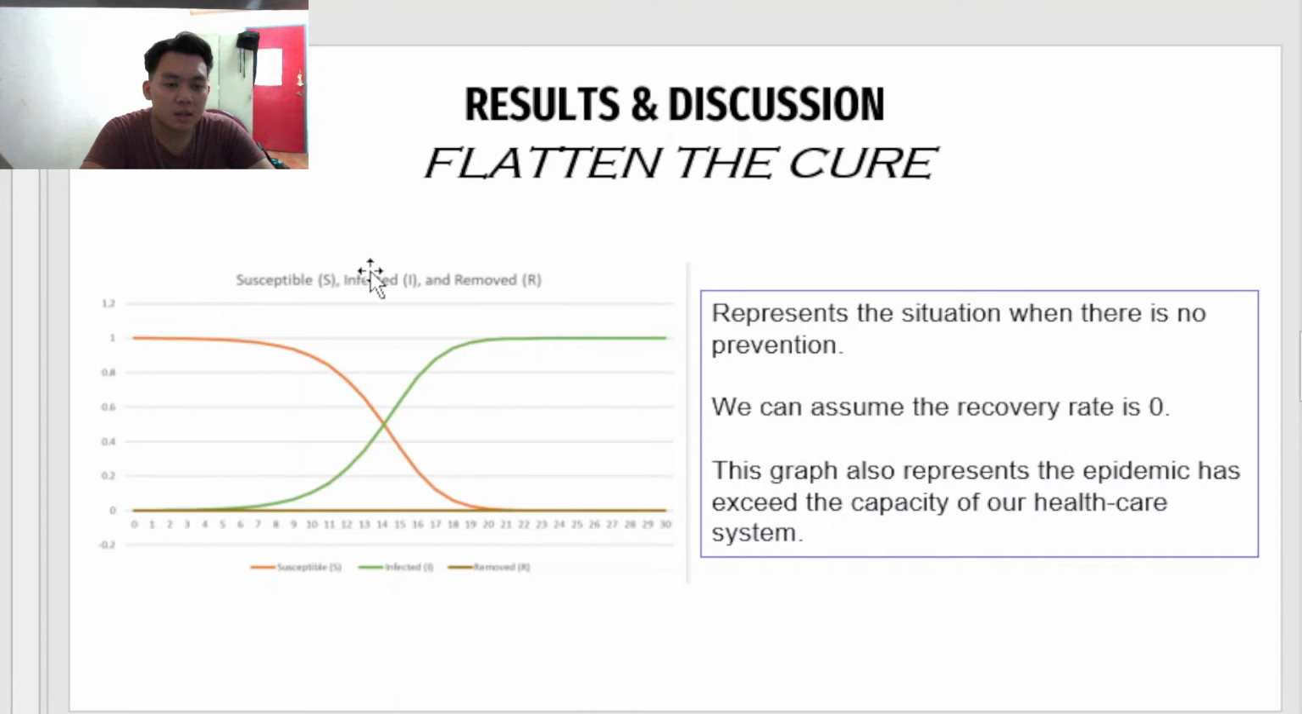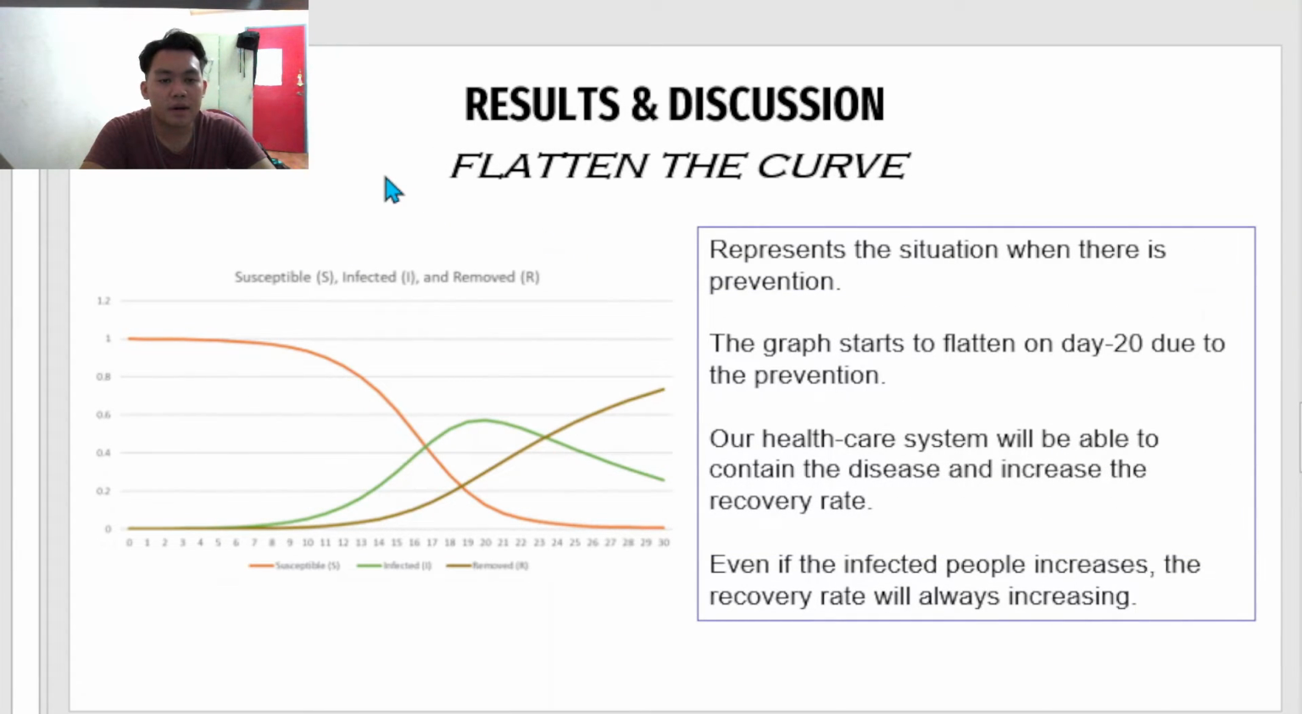Since there is no prevention, we can assume the recovery rate is 0, and this is what happens afterwards for the next 30 days. The next part of the flatten the curve is a graph that represents the situation when there is a prevention against the disease. So the recovery rate is not zero anymore. This prevention can be social distancing, sanitation, and lockdown.